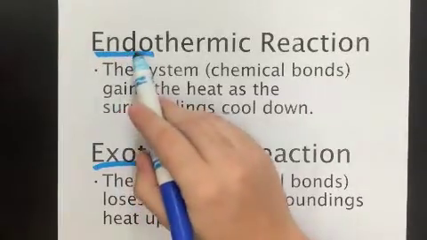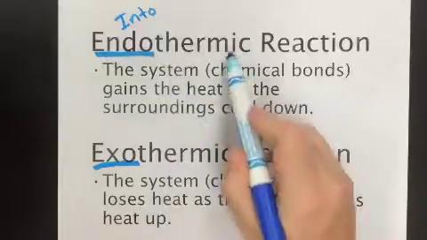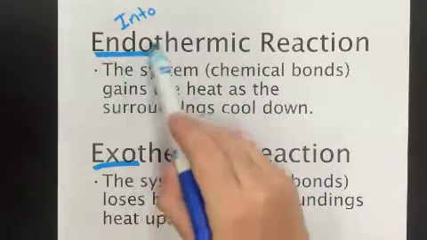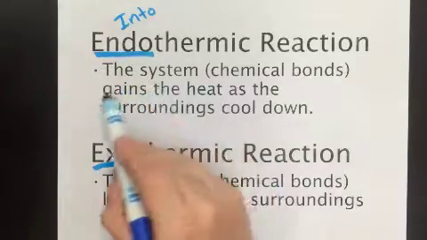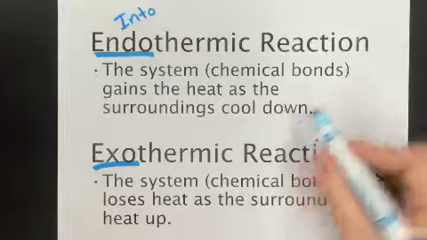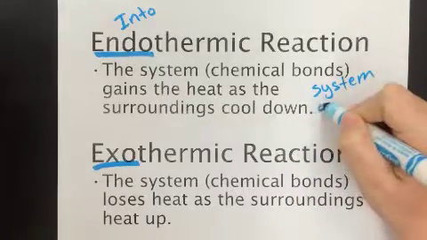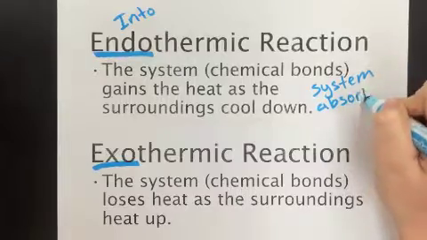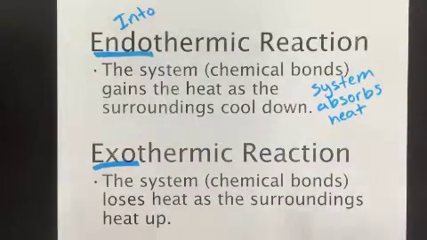Endo means to go into, thermic means heat. So heat is going into something. So the system gains heat as the surroundings cool down. This means the system absorbs the heat. So the system is gaining that heat. It's going into the system.